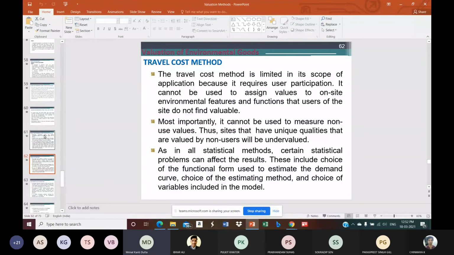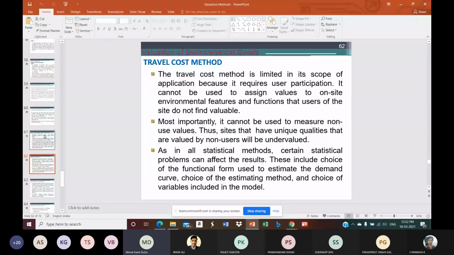So if we interview somebody, and the person concerned does not find those on-site environmental features and functions useful, they will not be able to provide any value for those issues. So the application part is a little bit tricky because users' participation is more important. So most importantly, it cannot be used to measure non-use values.